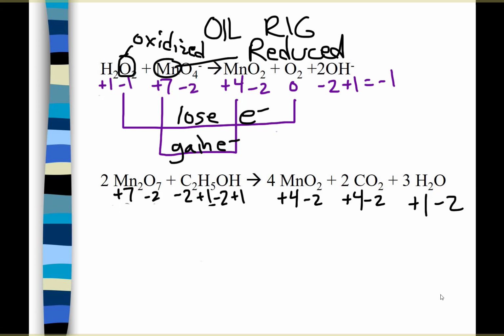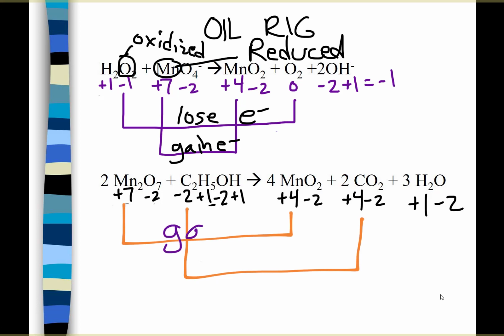And remember, if something loses, something else has to gain. You can't have oxidation without reduction. So my things that are changing are these 2 and then my carbon. So remember, electrons are negative. So let's start with our manganese. So our manganese is going from a +7 to a +4. So my number is going down. So this is gaining electrons. And that means this other one would be losing electrons.